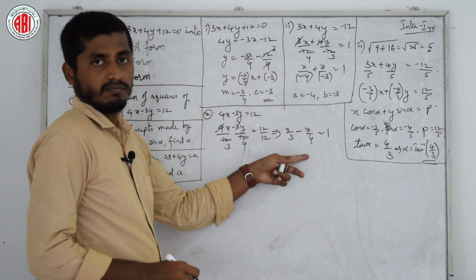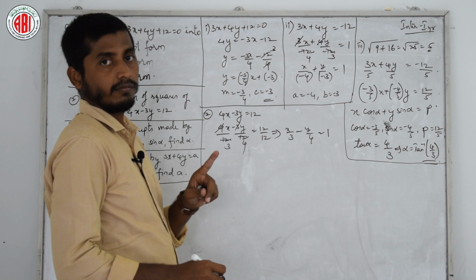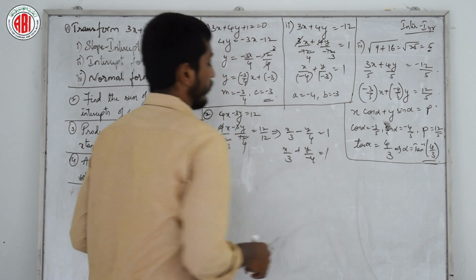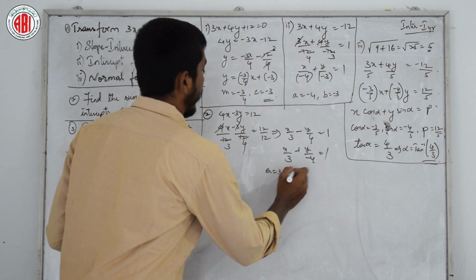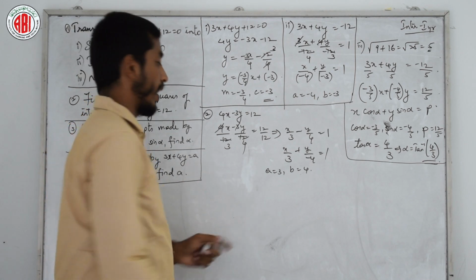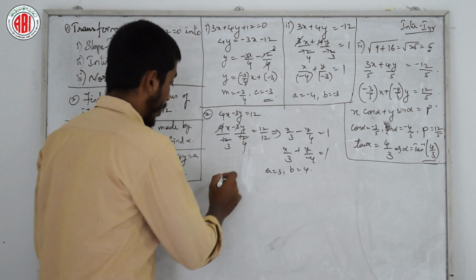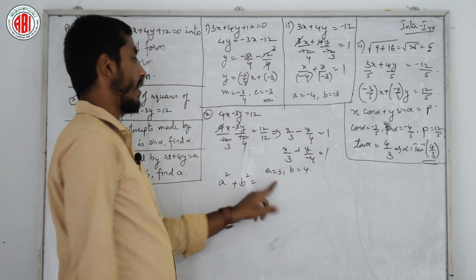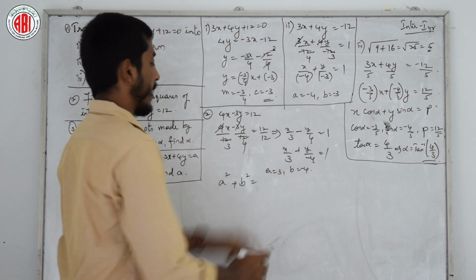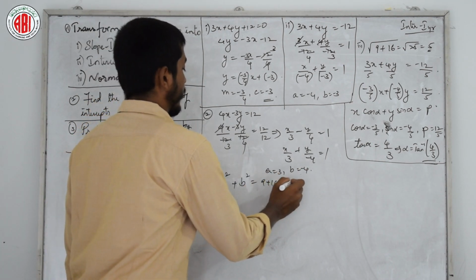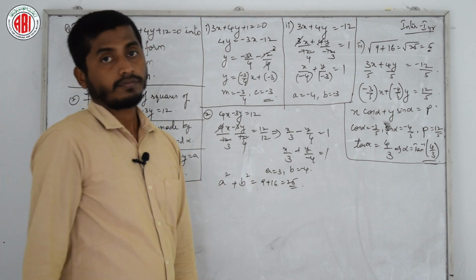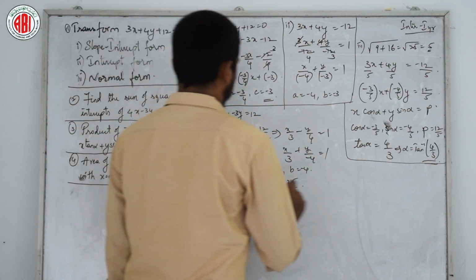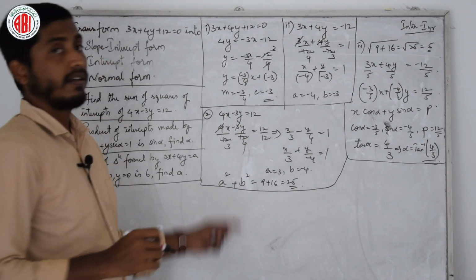Is it intercept form? No, it is not. The y coefficient should be positive. So we will transform that to the denominator. What is a here? 3. b is minus 4. He is asking us to find the sum of squares of intercepts. That is 3 square and minus 4 square, that is 9 plus 16, answer is 25. Is it okay? Is it clear? This is how we will find intercepts and simplify them.